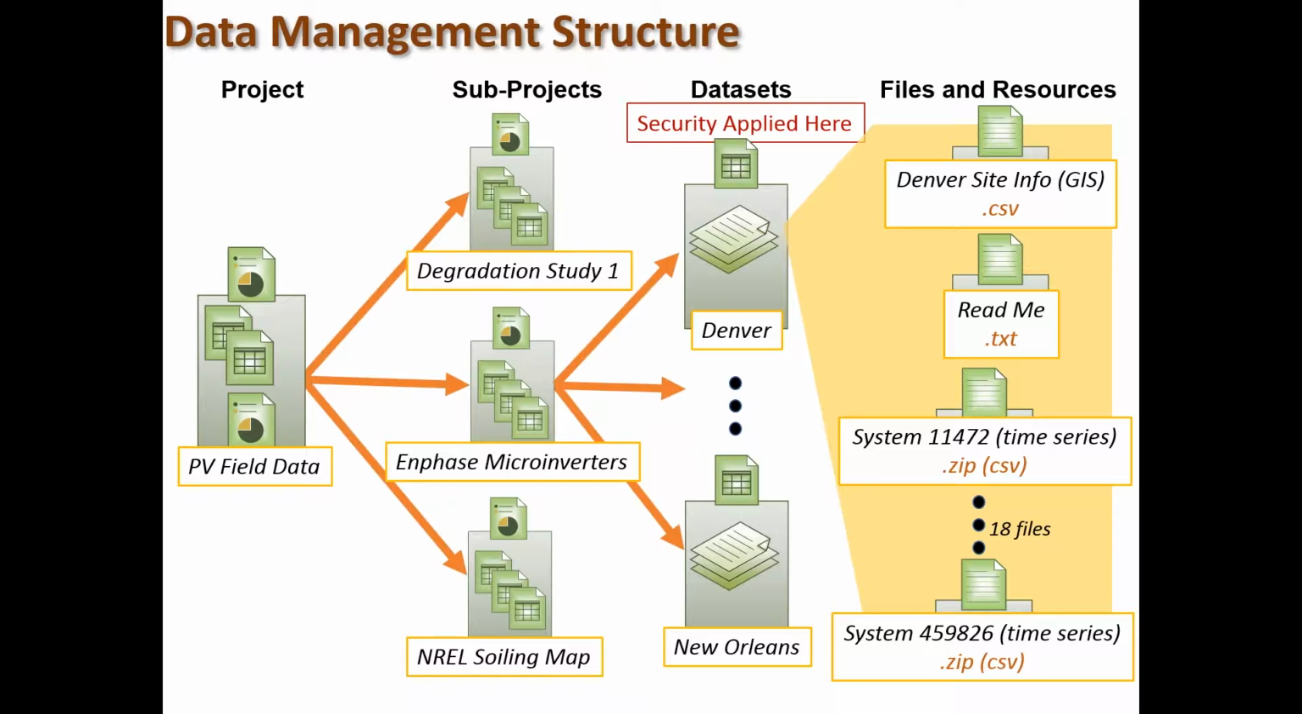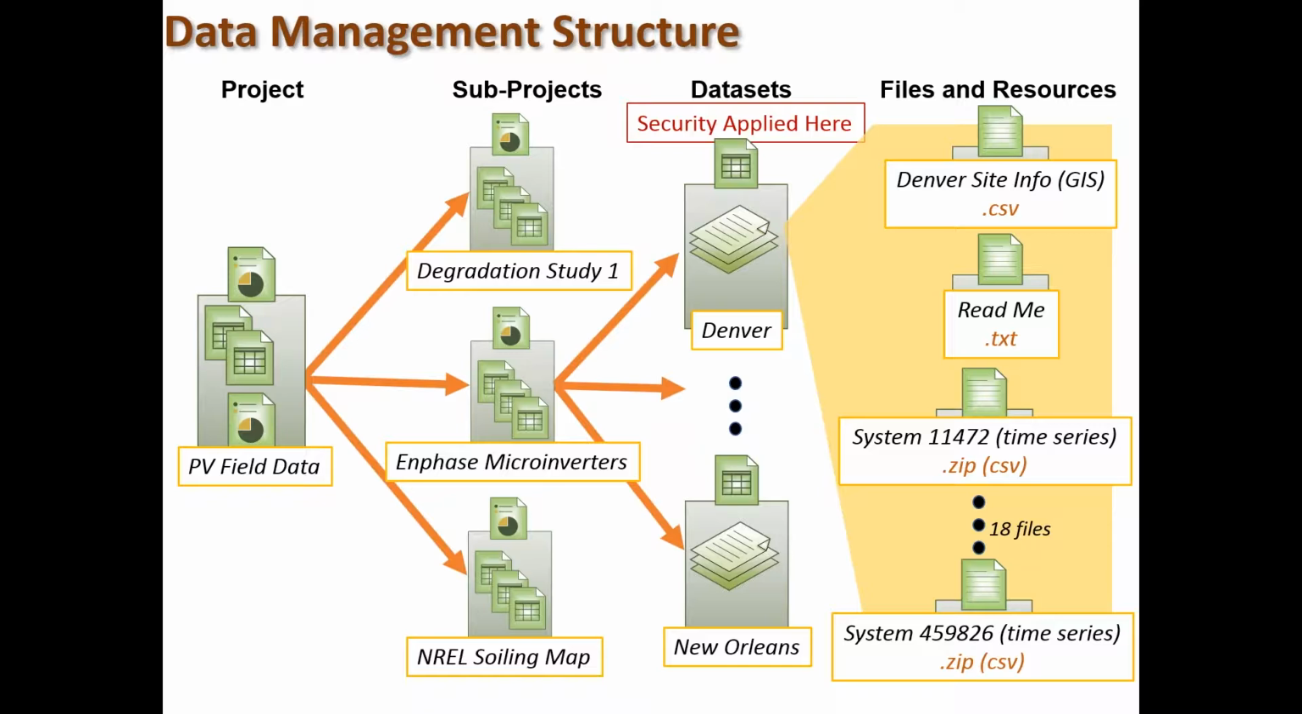The next level is the data sets that are stored inside of each one of these studies or sub-projects. And each one of the sub-projects can hold any number of data sets. You can consider a data set as a folder, the same as on your computer, able to hold any number of files within it. And in this example, if you're looking at Denver, you can see there's a variety of different types of files. In fact, the DataHub can hold just about anything inside of it. This is a CSV file, text file, zip files can be held inside of it.